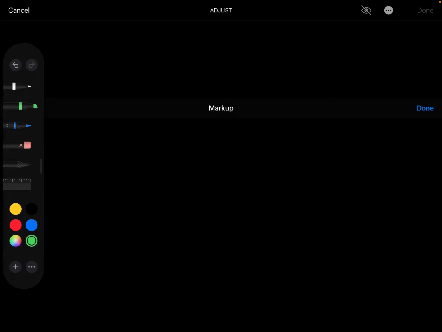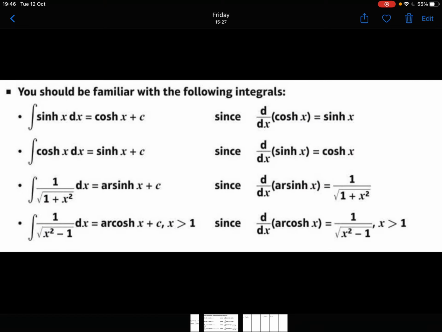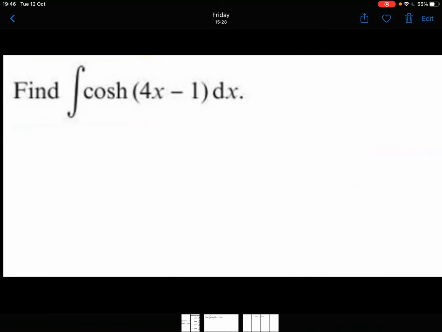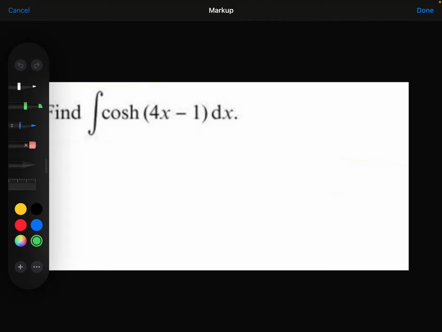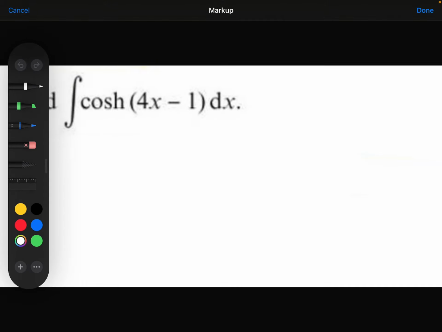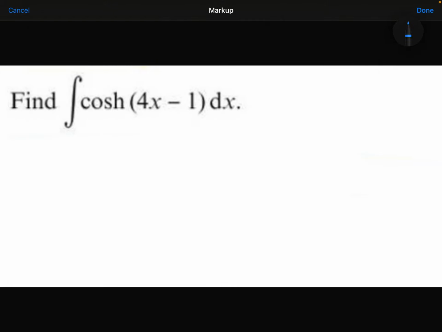Again, these results are given to you in the formula booklet, so you don't need to remember these results. I'd suggest you probably will remember the top two. You might not remember the bottom two, but you do need to be able to use them in a series of different examples. We're going to cover a range of different techniques in this video. So we're going to start off with a nice simple one.